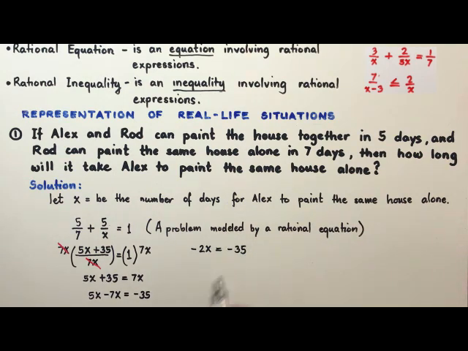So dividing both sides of the equation by negative 2, I will have negative 2x divided by negative 2 at the left, and also at the right I will divide by negative 2. So x here is equal to positive 35 over 2, because a negative divided by a negative is positive. Or I can convert this into a mixed number, which is equal to 17 and 1/2 days. So this is the number of days in which Alex can paint the same house alone.